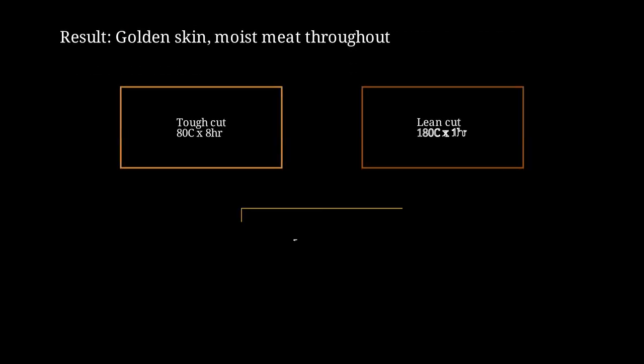This diagram summarizes our 3 scenarios. Each represents a different strategy. Low and slow for tough cuts, hot and fast for premium cuts, and moderate for whole birds.